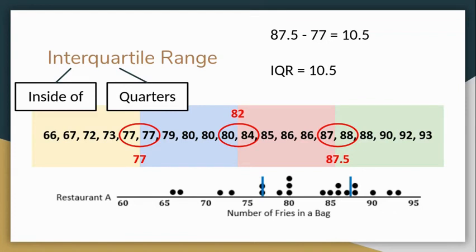We can also represent this on a dot plot. This dot plot contains the same data listed in our dataset above. I've drawn blue lines to represent the interquartile range. Notice that in the dot plot, our quarters don't appear to be equal. Let's highlight this for more clarity.